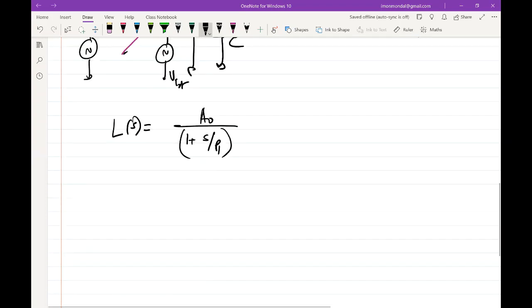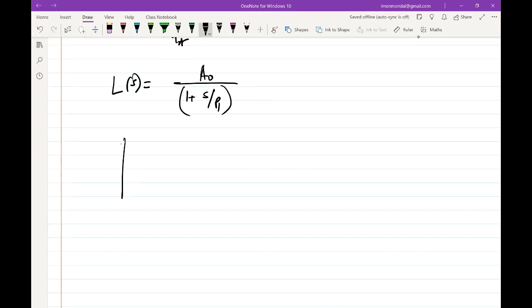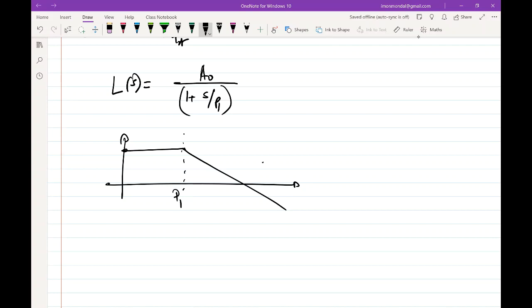Okay, and then we also said that if I plot the loop gain, there will be a P1 here and there will be a UGB of the loop gain. And the UGB of the loop gain was what in this context? What is the UGB? This should be like second nature now, right? A0P1, right? Good. Okay. A0P1.